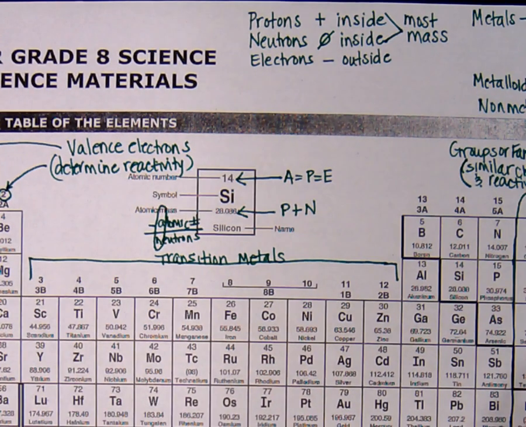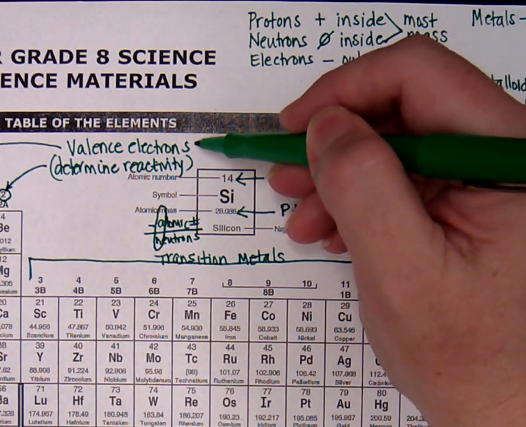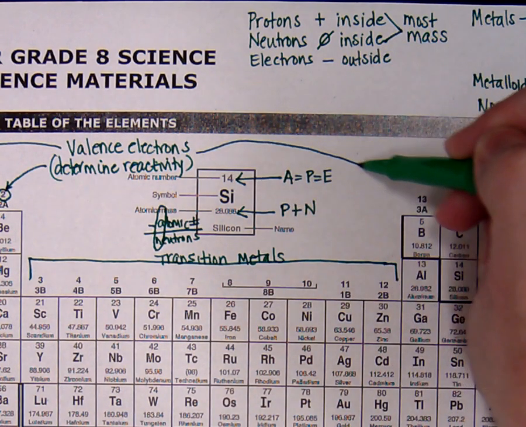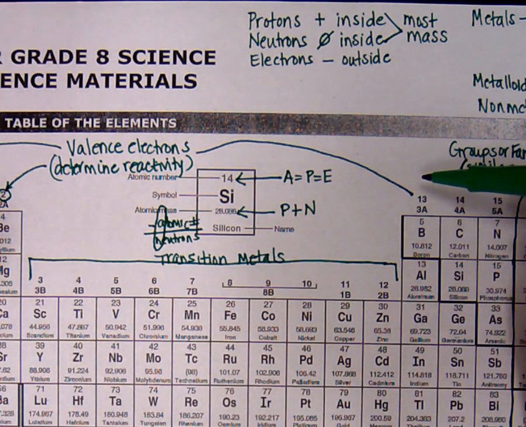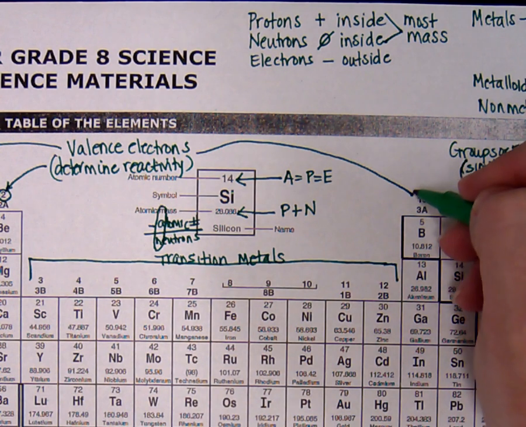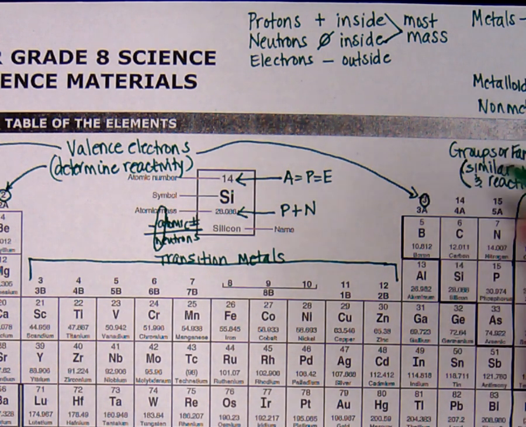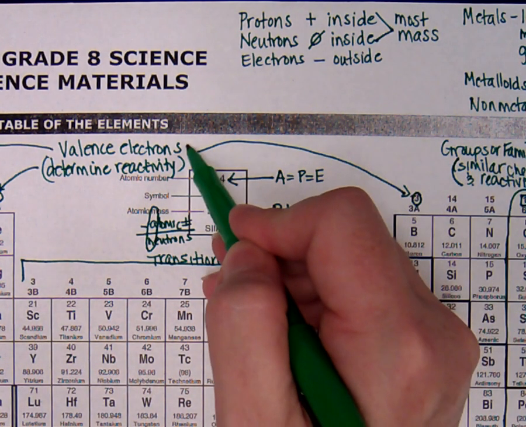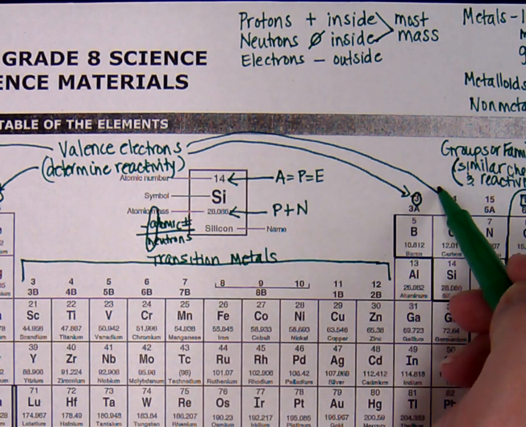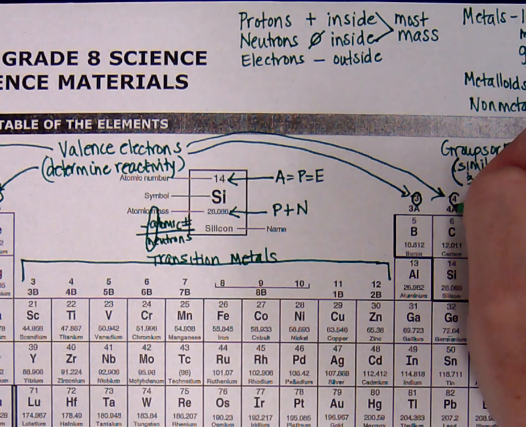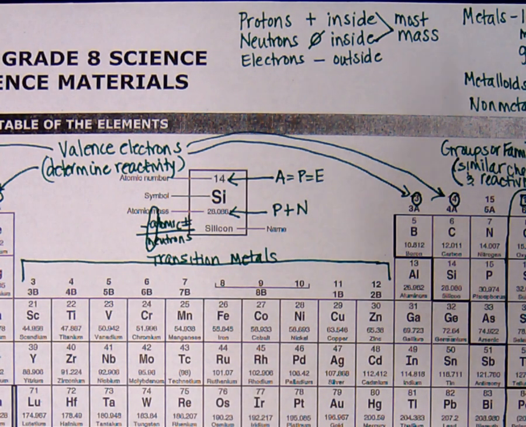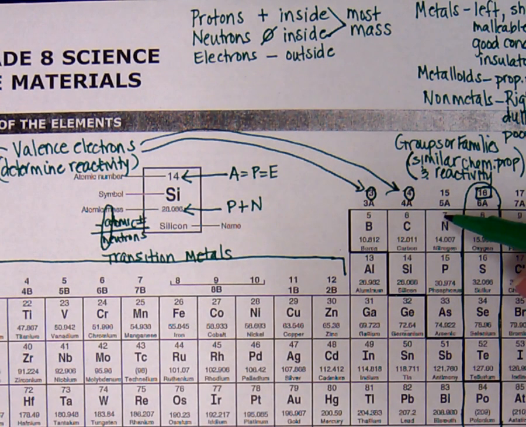Then we're going to come over here to group 13. And remember that we drop the 1 and we circle the 3. Same thing with group 14. Drop the 1, circle the 4. Okay, so these have 3 valence electrons, 4 valence electrons, 5, 6, 7, and 8.